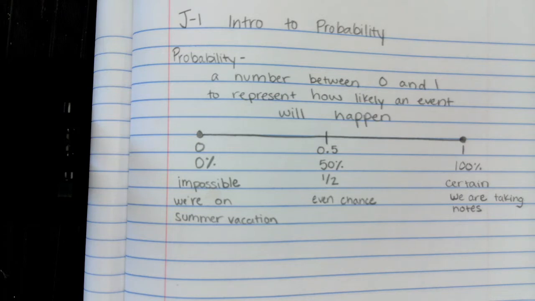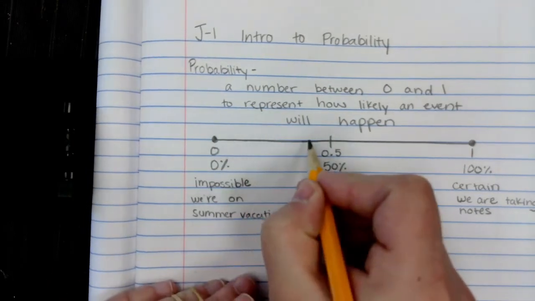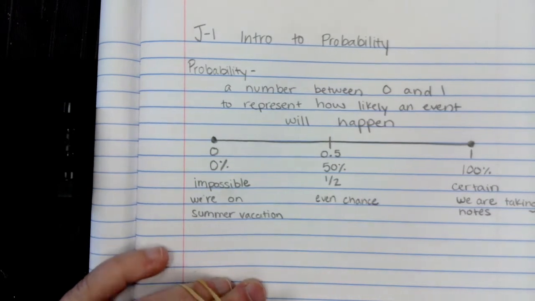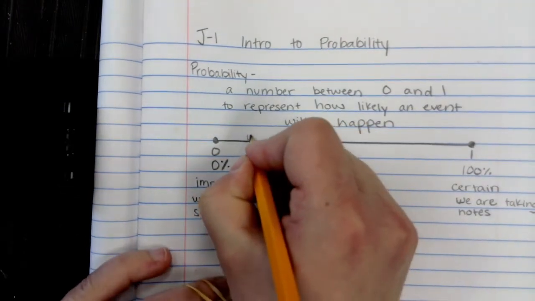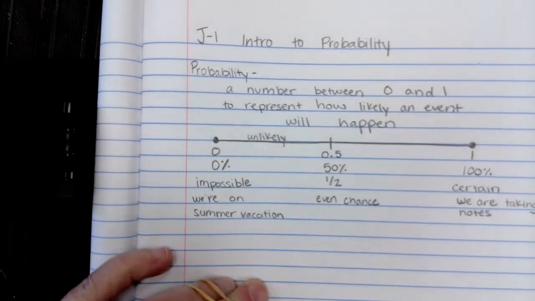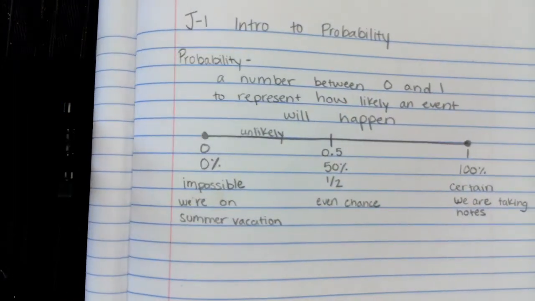Okay, so if it's between 0 and a half, it's unlikely to happen. So what's something right now that would be unlikely to happen? The school burning on fire. Is there a chance that right now, somewhere in the school, there's a fire happening? Probably. In the kitchen? Is it going to happen, though?